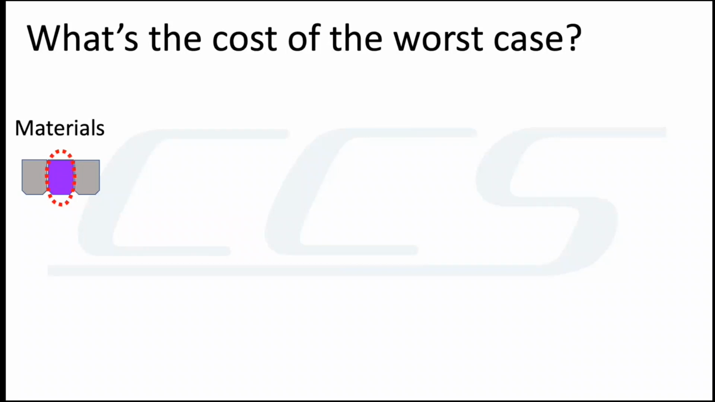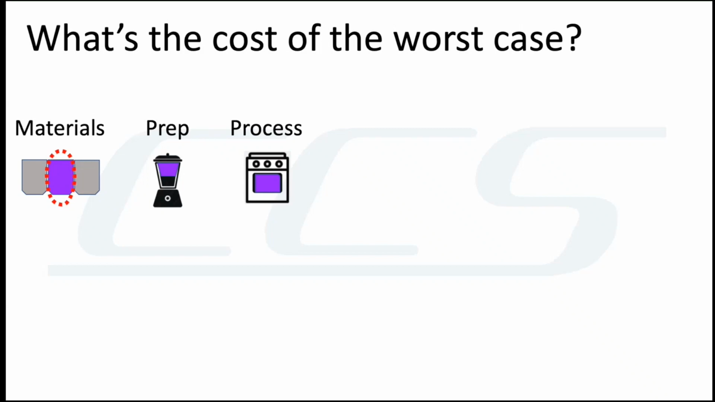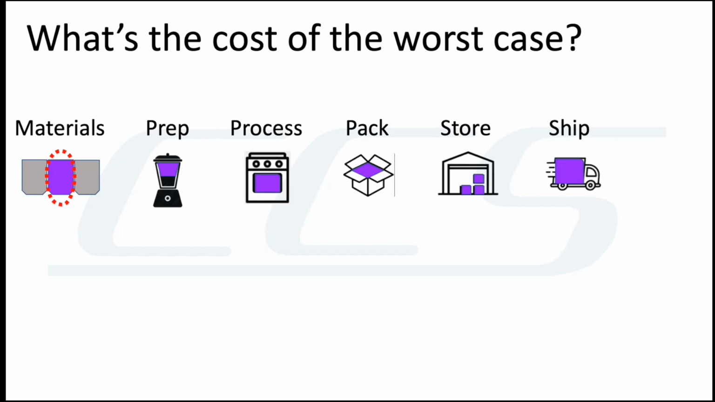Well, it's not only maybe in the materials supply hoppers. It might have worked its way into the prep area. Maybe we're blending it together. Maybe we're processing it in some way, cooking it or something else. Maybe we're packaging it. Maybe we are storing it in our warehouse, and maybe we're shipping it, and maybe we're ultimately getting it to the point of sale. Maybe it's in the hands of the customers now.